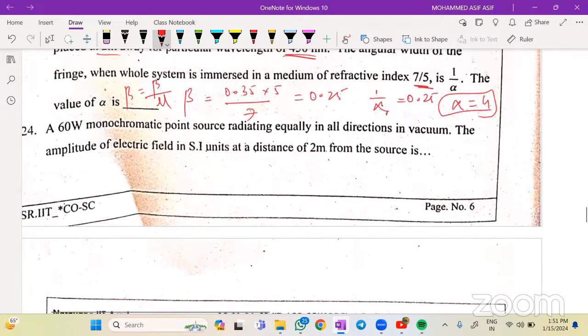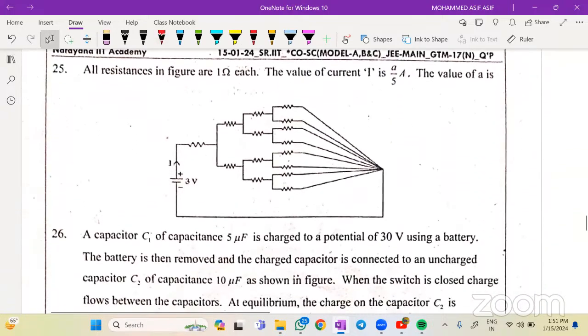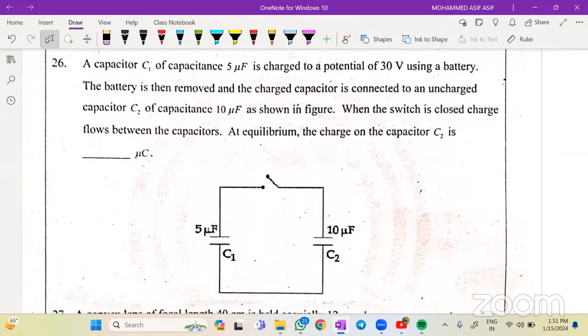Fourth one. What is this? A 60 watt monochromatic light source radiating in all directions in vacuum. The amplitude of electric field in SI unit at a distance of 2 meter from the source. A direct question. I hope you can do that one. All resistances in the figure are 1 ohm. The value of the current, this is also a direct question. Question number 26, have a look, beta.